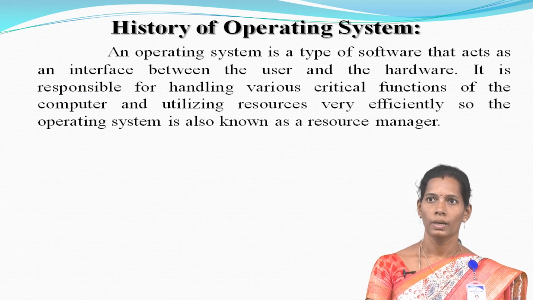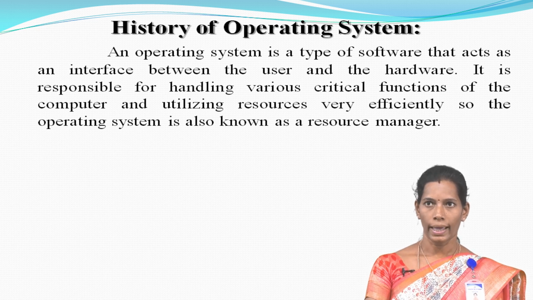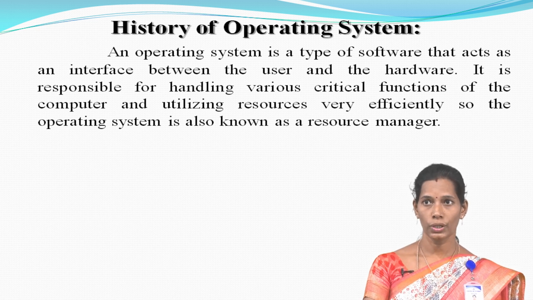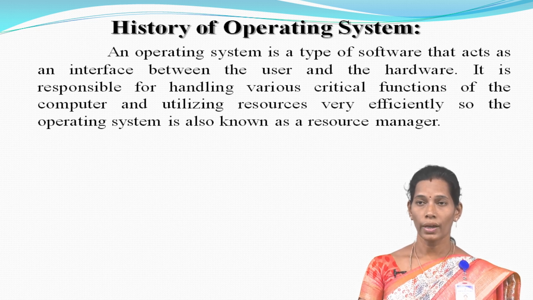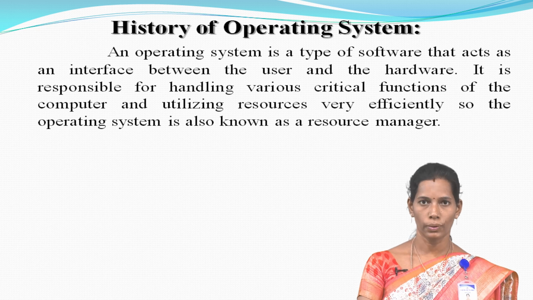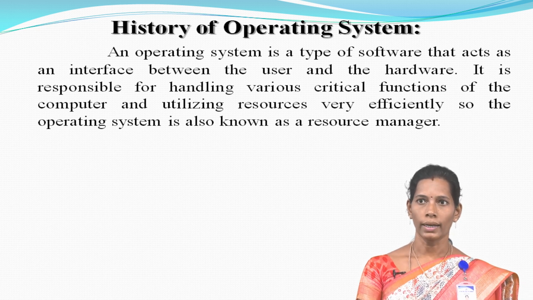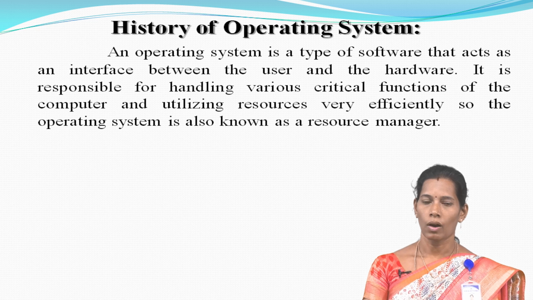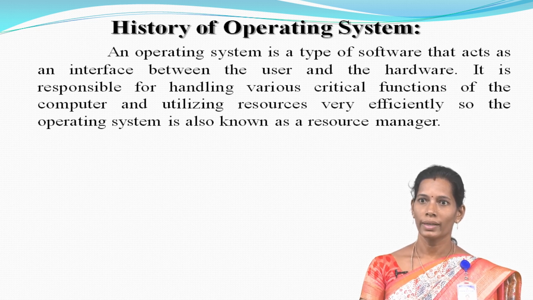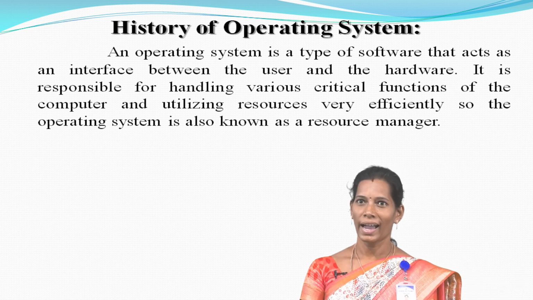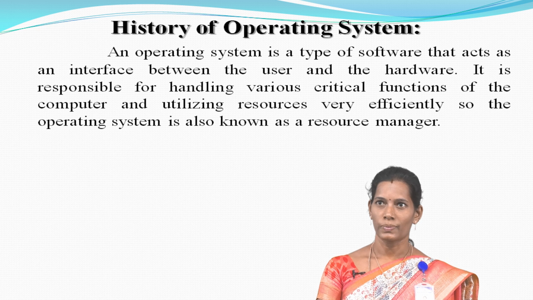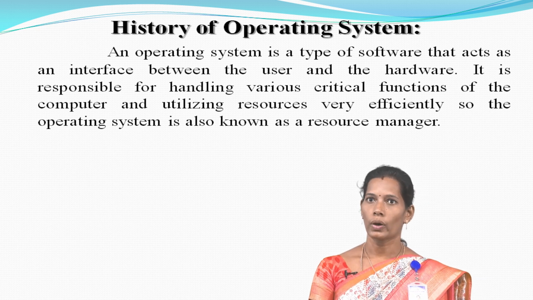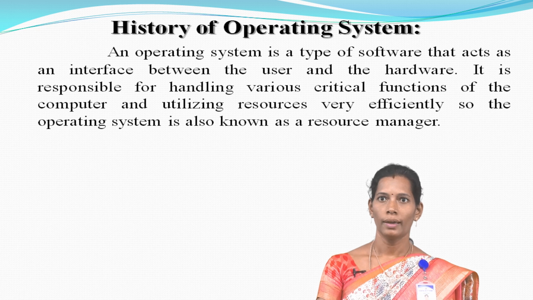History of operating system. An operating system is a type of software that acts as an interface between the user and the hardware. It is responsible for handling various critical functions of the computer and utilizing resources very efficiently. So, the operating system is also known as a resource manager. The operating system also acts like a government, because just as a government has authority over everything, similarly, the operating system has authority over all the resources. Various tasks handled by the OS are file management, task management, garbage management, memory management, process management, disk management, I/O management, peripheral management, etc.